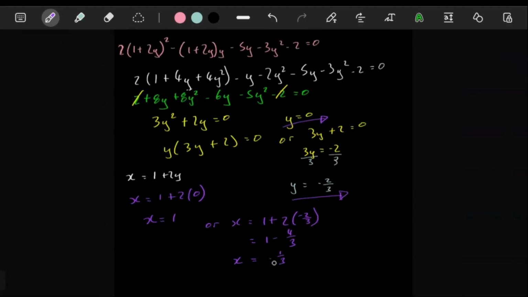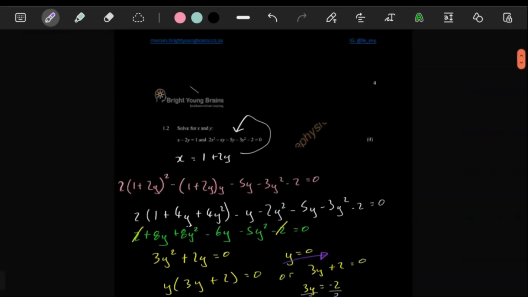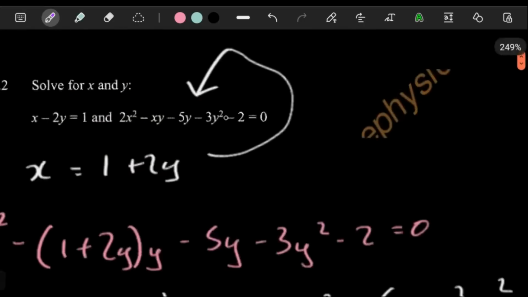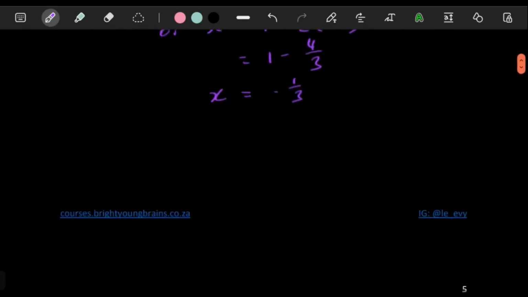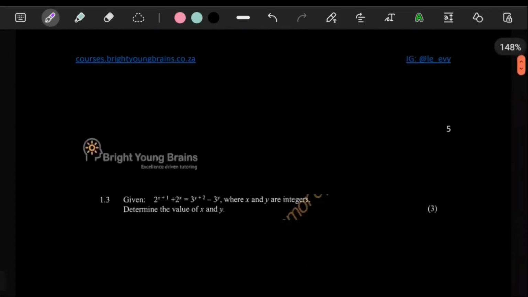Because if you throw negative a third over here, right, and you throw negative 2 over 3 over there, the equation balances out. In this equation, you can also just put stuff in your calculator if you want to be like super 100% sure. But then, whichever way, let us move on to 1.3 here.